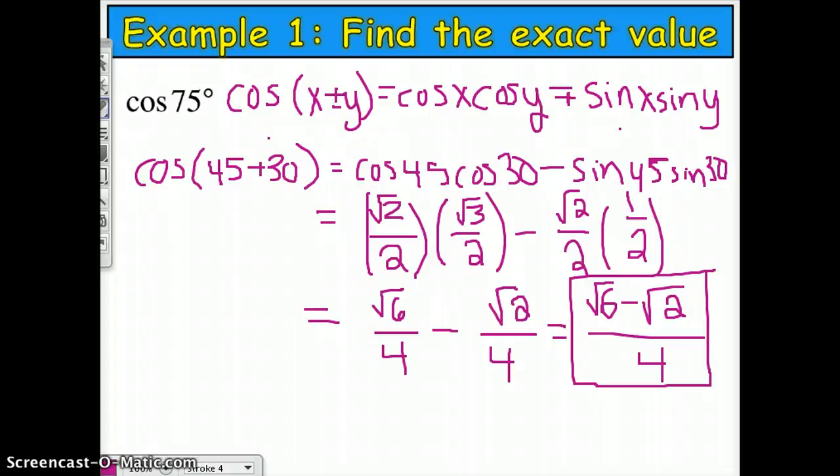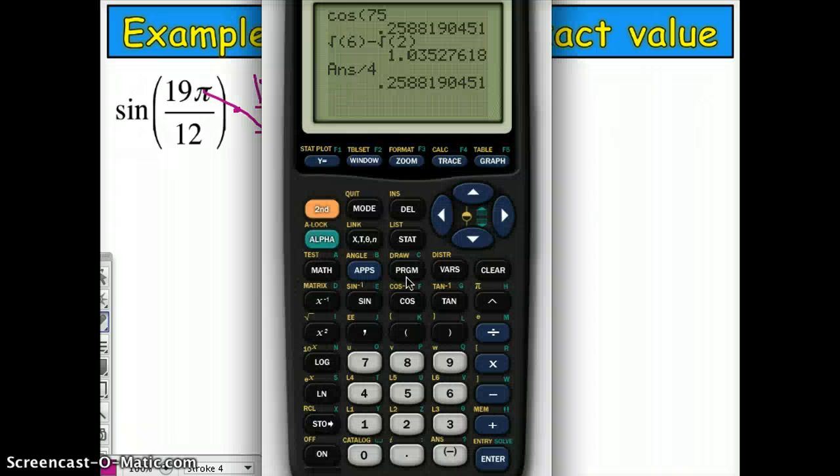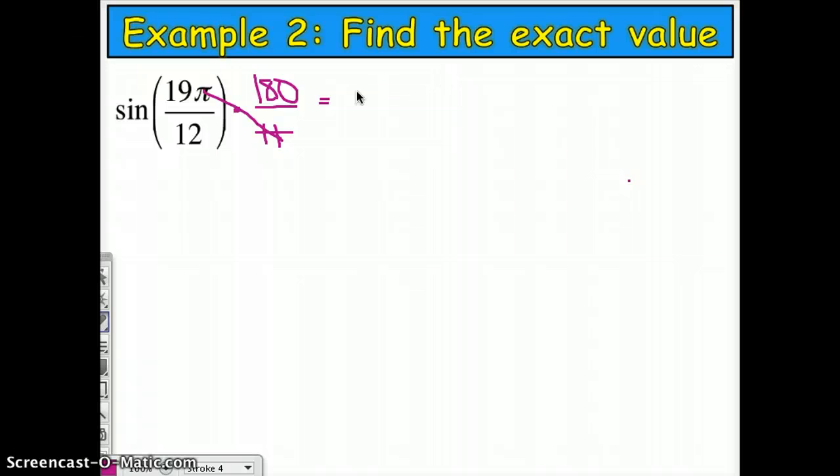Okay, let's do some more examples. Our next one is the sine of 19 pi over 12. So I gave you that helpful hint that it's often easier to work in degrees. So I'll just go ahead and convert it to degrees by multiplying by 180 over pi. The pi's cancel. So 19 times 180 divided by 12. And that's 285 degrees. So I want to find the sine of 285 degrees.